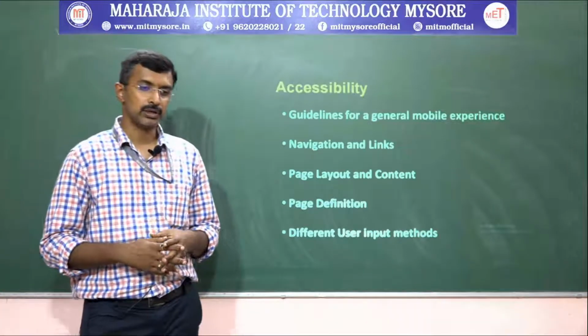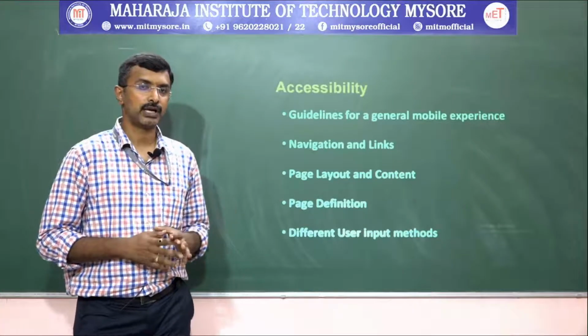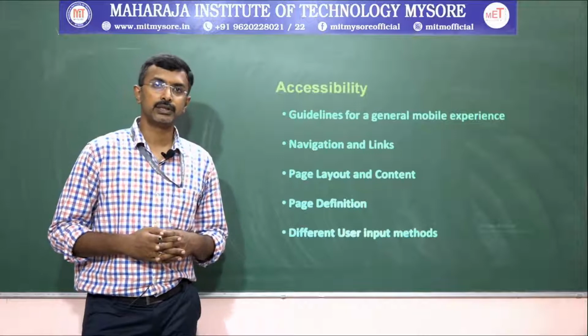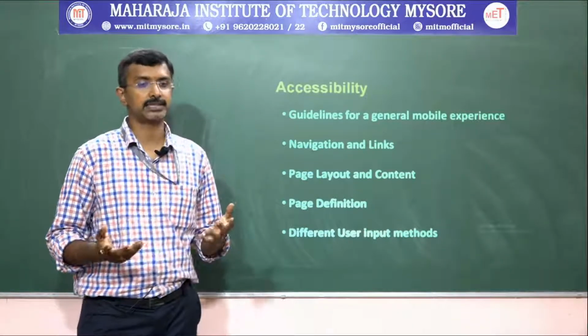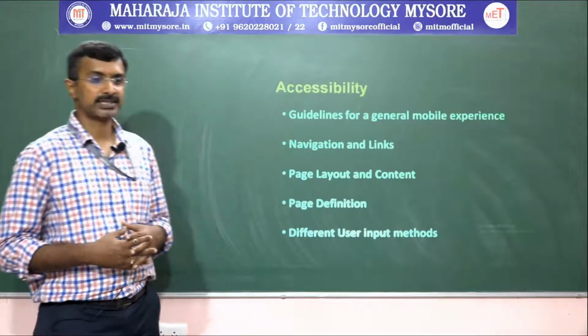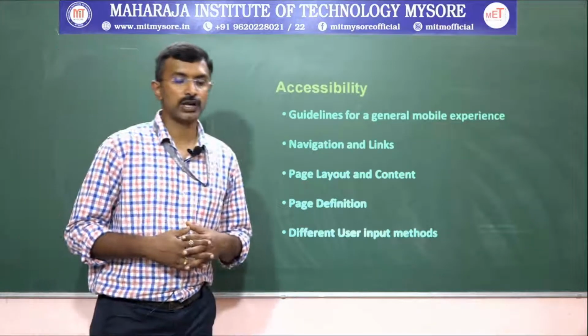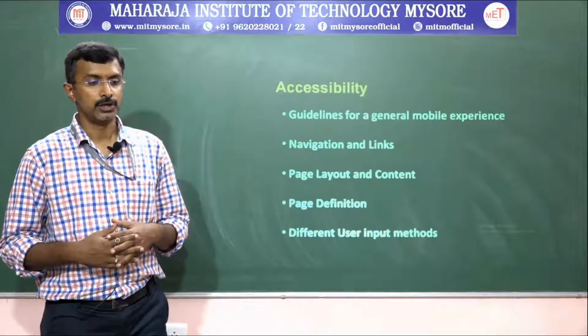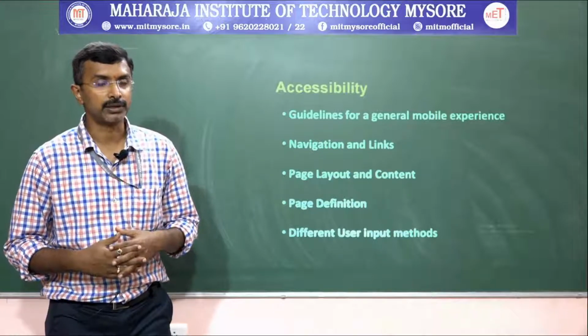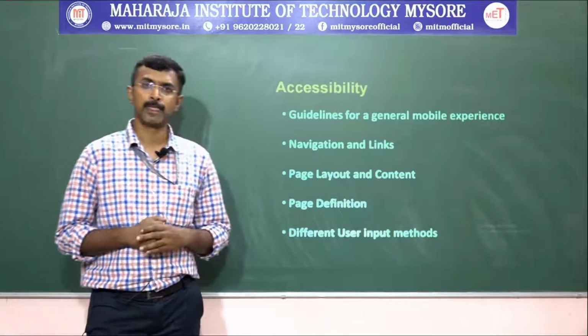With this in the picture, these are all the visibility aspects we have seen. The other aspect is that users will be looking into accessibility. The main purpose of accessibility is guidelines for a general mobile experience. There should be proper guidelines given. Say, I will give you a very good example.